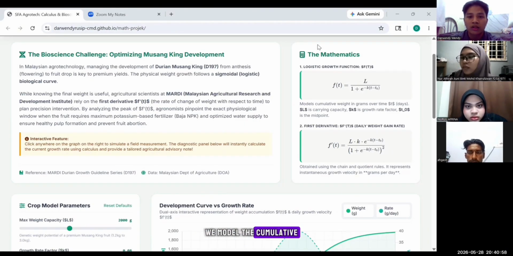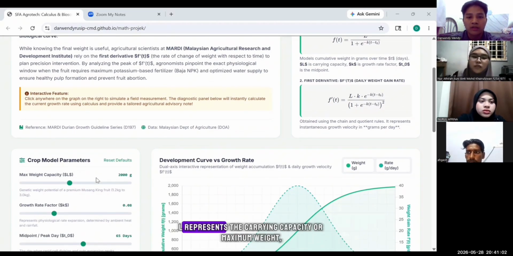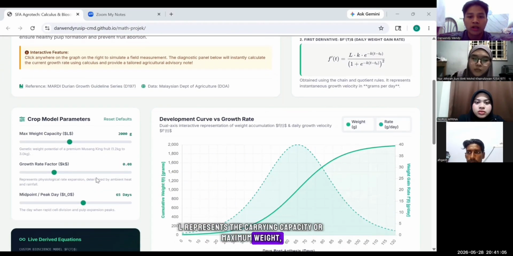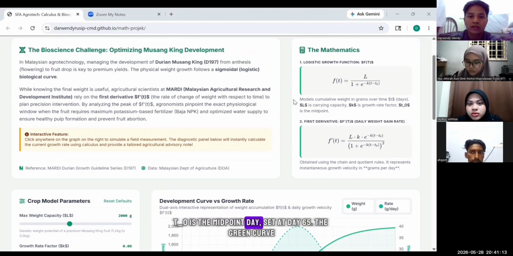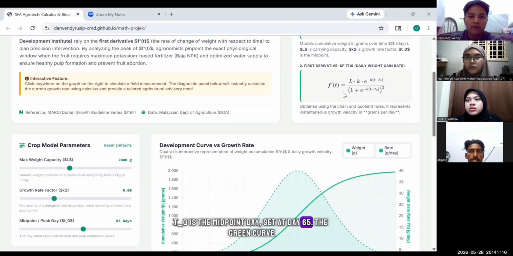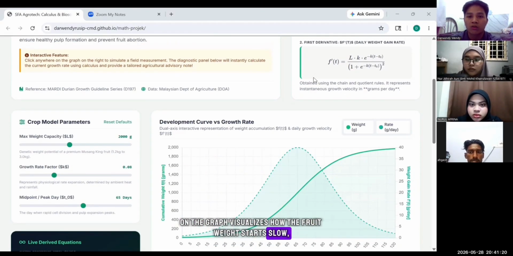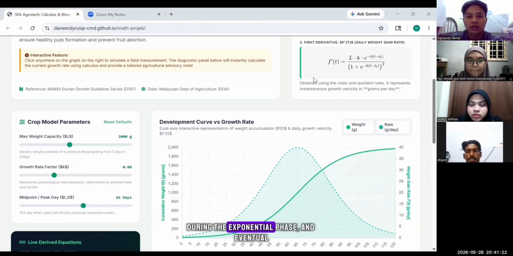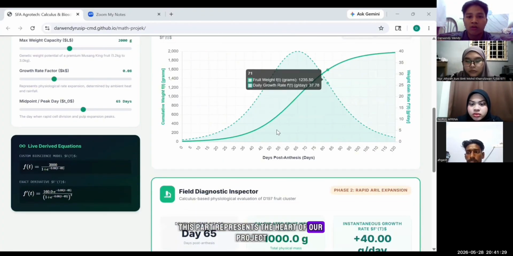We model the cumulative weight of the durian using the logistic function. Here L represents the carrying capacity, the maximum weight, which is 2000 grams to kilograms. k is the growth factor, and t0 is the midpoint, which we set at 65. The green curve graphically visualizes how the fruit weight starts slow, surges drastically during the exponential phase, and eventually plateaus at maturity. This path represents the heart of our project.